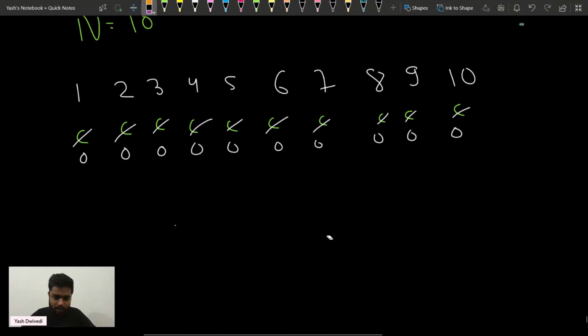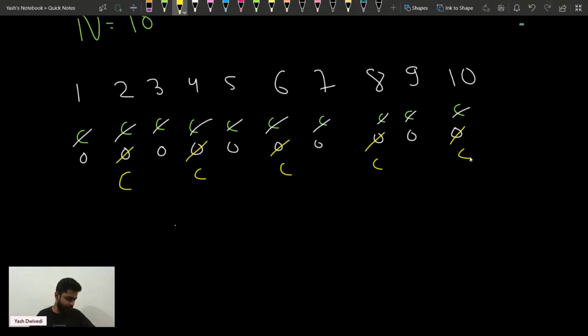Okay, in the second go, so now what are these doors? You can basically say that this door will now become closed because it will alternate. This will flip and become closed. 6 will become closed, 8 will become closed, and 10 will become closed. Okay, they will flip. Right.